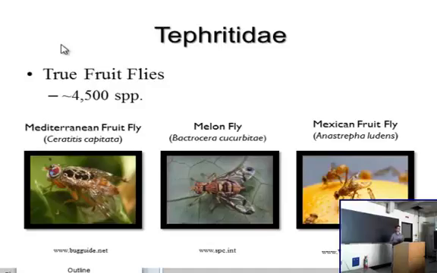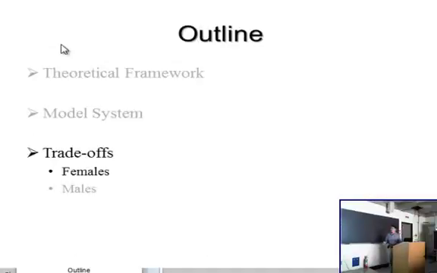I work with several different Tephritid experts in the world, and the selection of each of these species was based on the location where I was conducting the research and also the specific questions I was interested in asking. So to begin the actual results section, I will talk about these life history trade-offs in the female Tephritids.